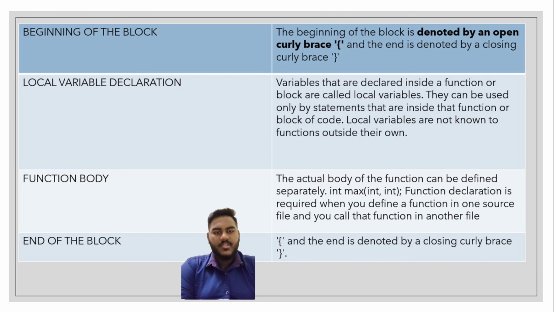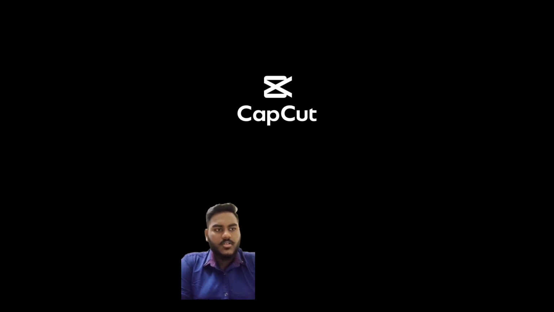After that, local variable declaration. Variables that are declared inside a function or block are called local variables. They can be used only by statements that are inside that function or block of code. Local variables are not known to functions outside their own.